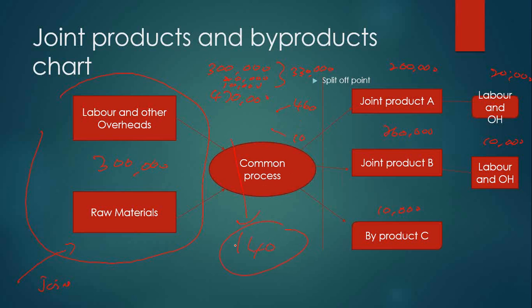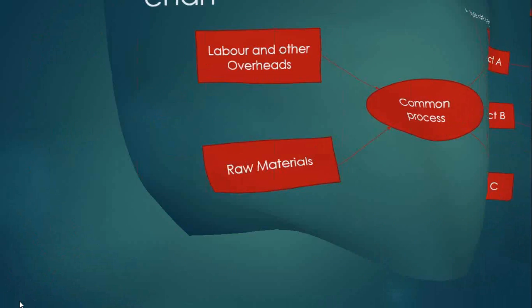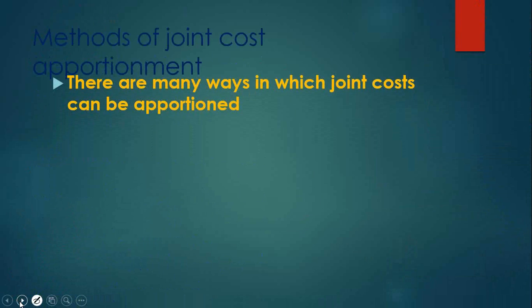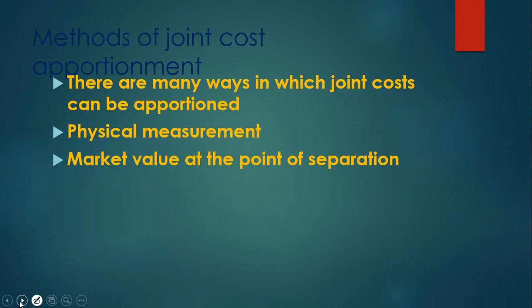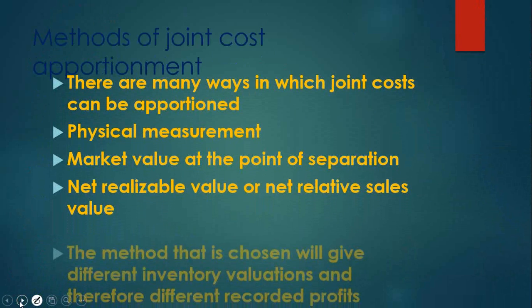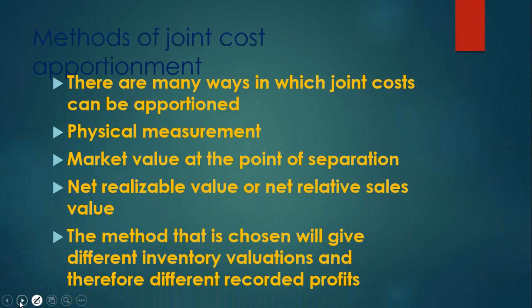Yes, 140 profit. So that is what this joint thing is going to do for you. So let's look at what will ultimately happen. The method of joint cost apportionment for that 300,000. There are many ways. One way is the physical measurement. The second way is the market value at the point of separation. The third one is net realizable value. The method chosen will give different inventory valuations and therefore different recorded profit.